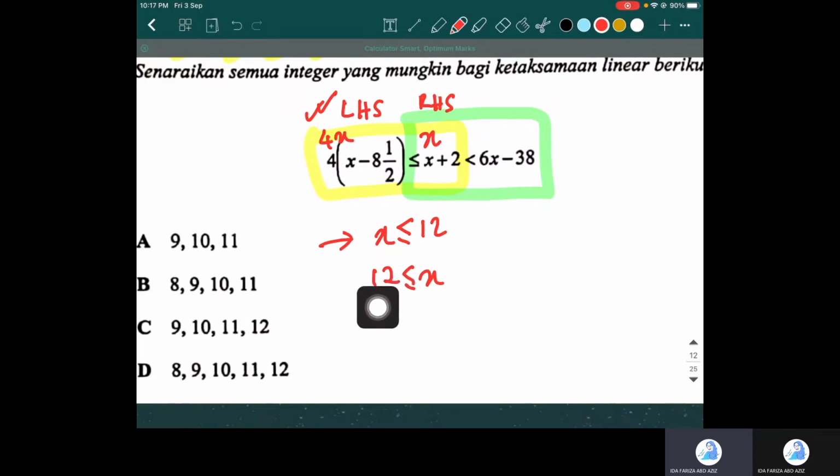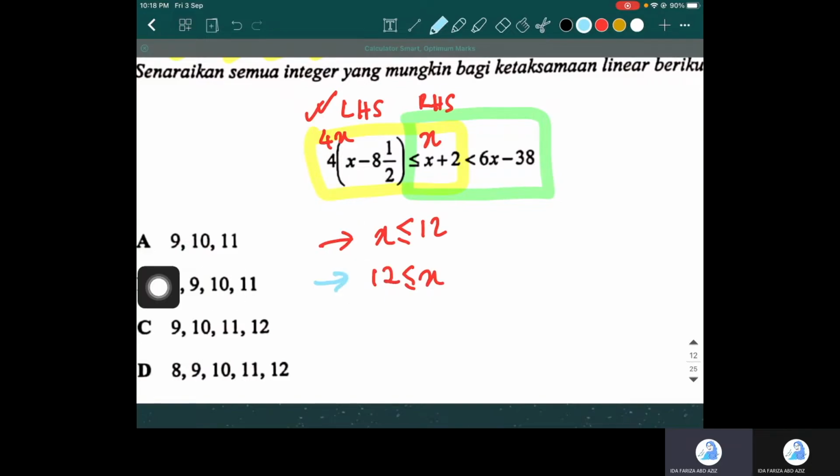But if, I erase, if let's say your value of x is bigger on your right hand side, you will take the bottom one as your answer. You will take 12 less than or equal to x as the answer. Okay, for this case, since the left hand side is bigger, the first one is our answer. So I will erase this one.